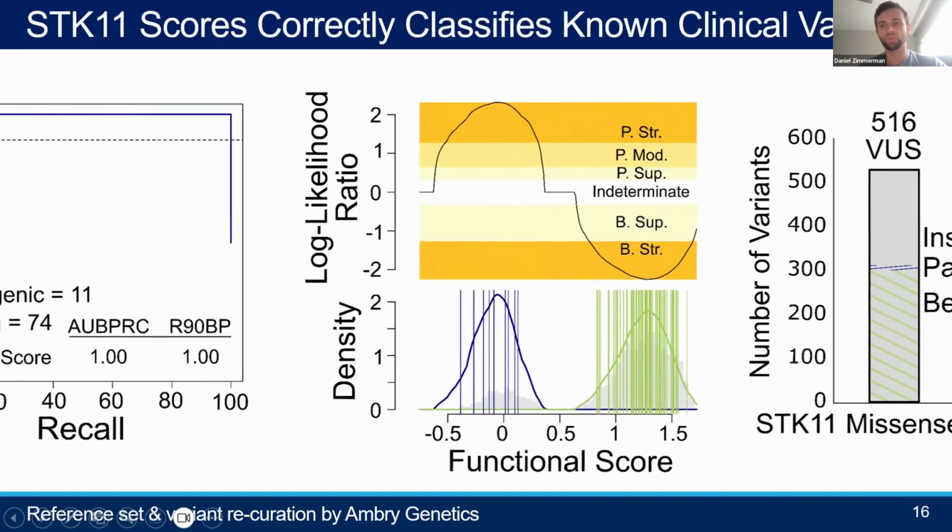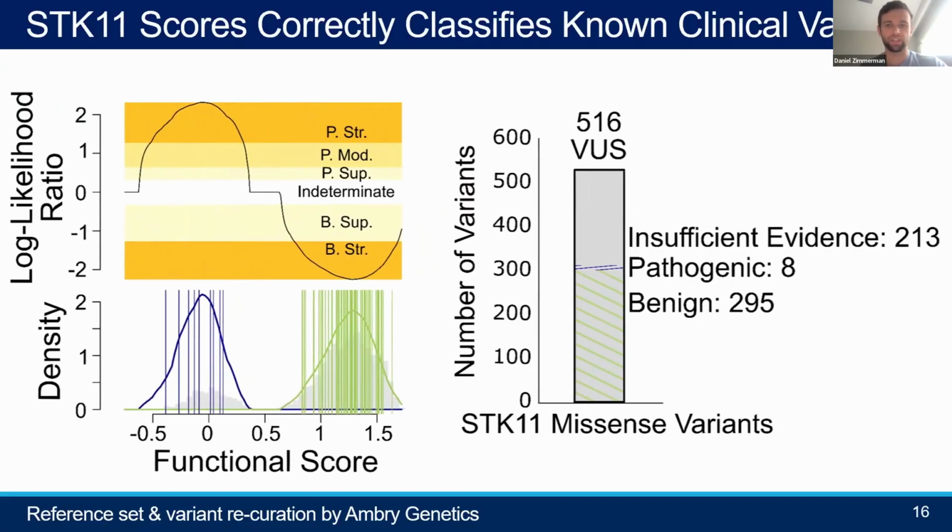And so using an internal list of variants of uncertain significance from Ambry Genetics, and then also incorporating external sources of evidence, we are potentially able to reclassify nearly or over half of the 516 variants of uncertain significance that they had in their database towards benign or pathogenic, with the vast majority going towards benignity: 295 to benignity, 8 towards pathogenicity, and 213 that did not have sufficient evidence to be reclassified to a more informative designation.